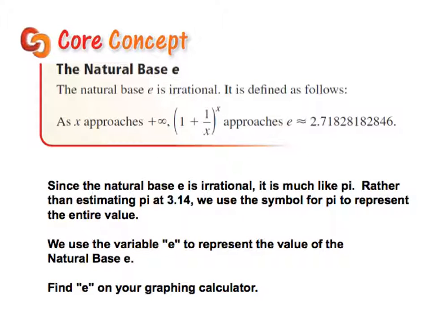E comes from this right up here where you have (1 plus 1 over x) to the x. Basically, as your values of x get larger and larger, that value gets closer and closer and closer to 2.71828182846 and so on. And so again, so that we don't have to keep rewriting that decimal value or round, we use the variable e.